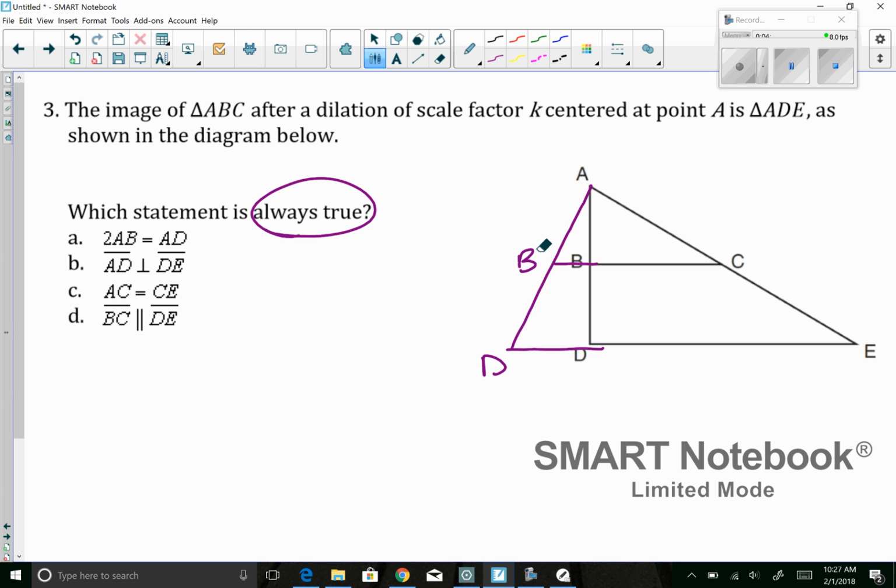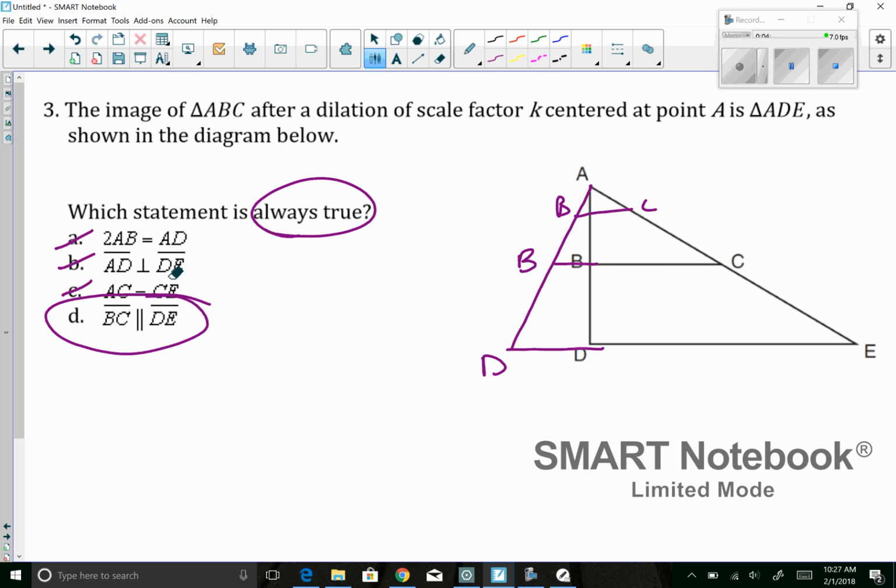The other two choices that don't make sense are A and C. It does look like AB times 2 would become AD, and B looks like it's in the middle. But if I drew BC up here, it would still be a dilation, just not a scale factor of 2. It might be 4 or 6 or something like that. The same thing applies to part C. AC and CE totally look like they're the same length, but if BC was drawn up here, they wouldn't be. So these three, although they look true in my picture, are not always true.